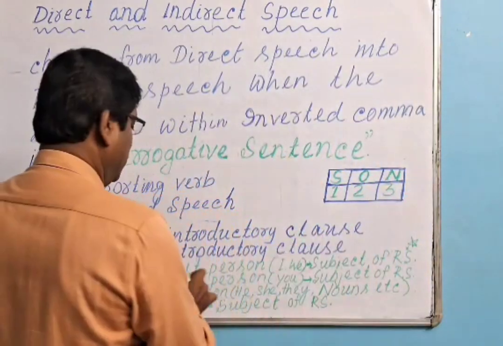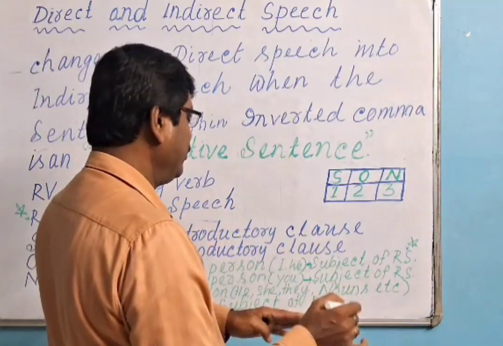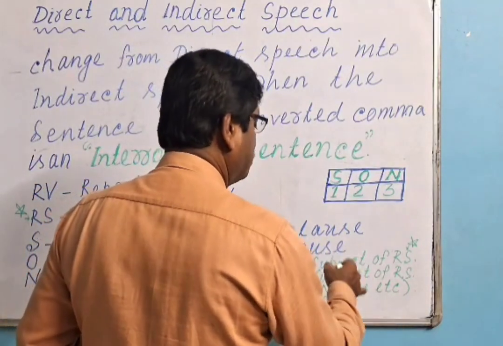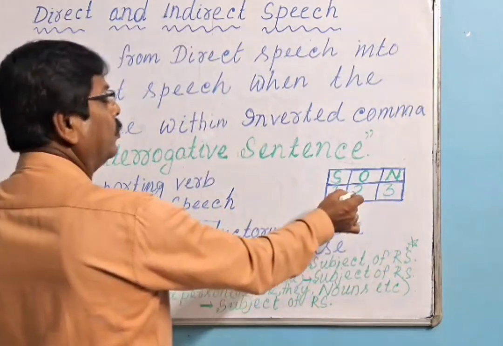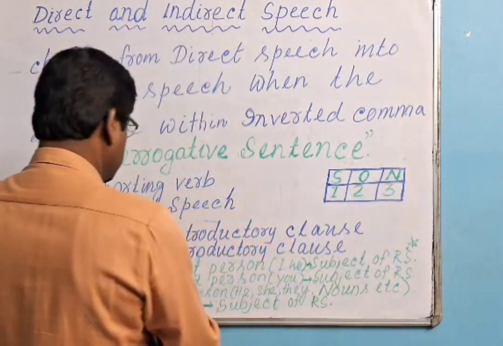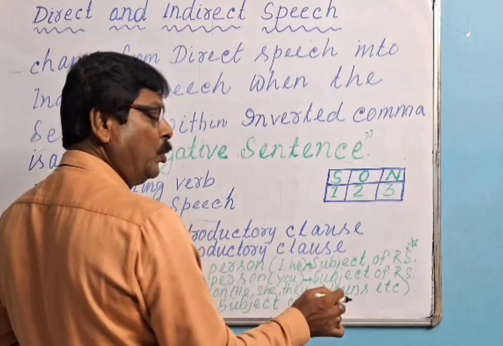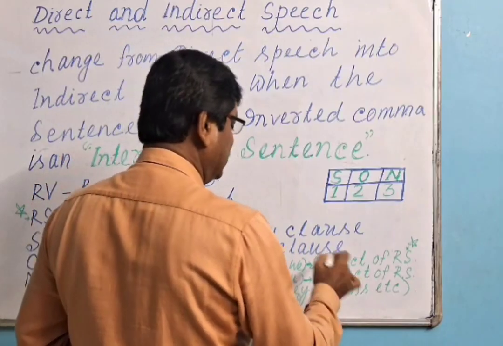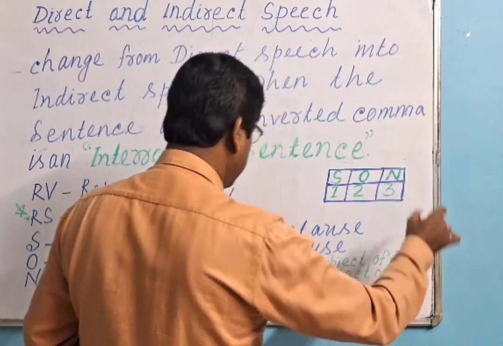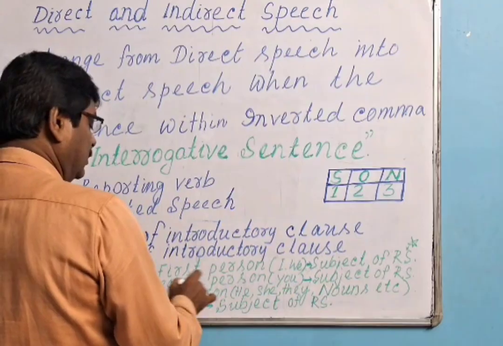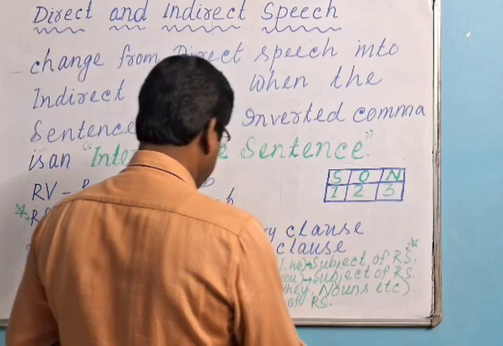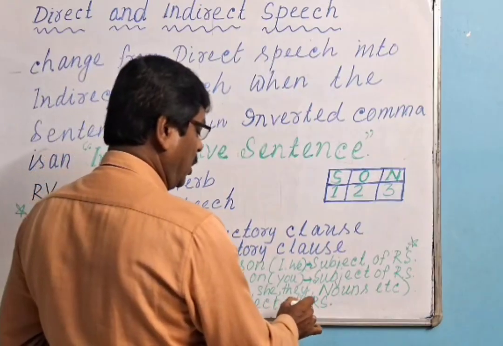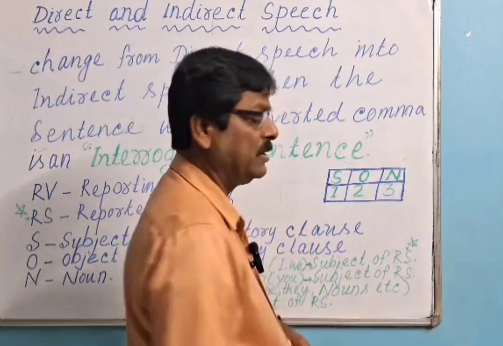One stands for first person, I mean I or we, subject of RS or reported speech. Two stands for second person, you singular, you plural, that is subject of RS or reported speech. Three, third person, I mean he, she, they, and other nouns, which is the subject of RS or reported speech.